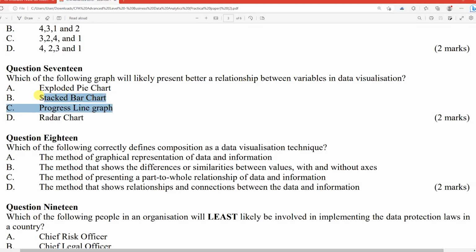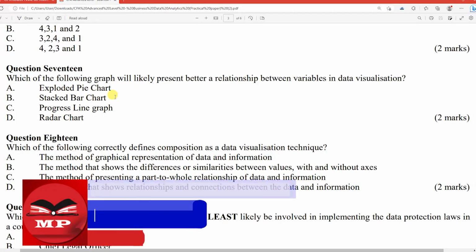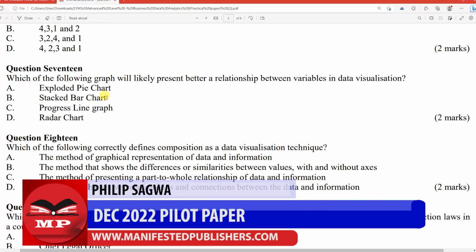holding everything constant, a stacked bar chart would likely present a relationship between variables better than the exploded pie chart, the radar chart, and the progress line graph. So the answer here is B.